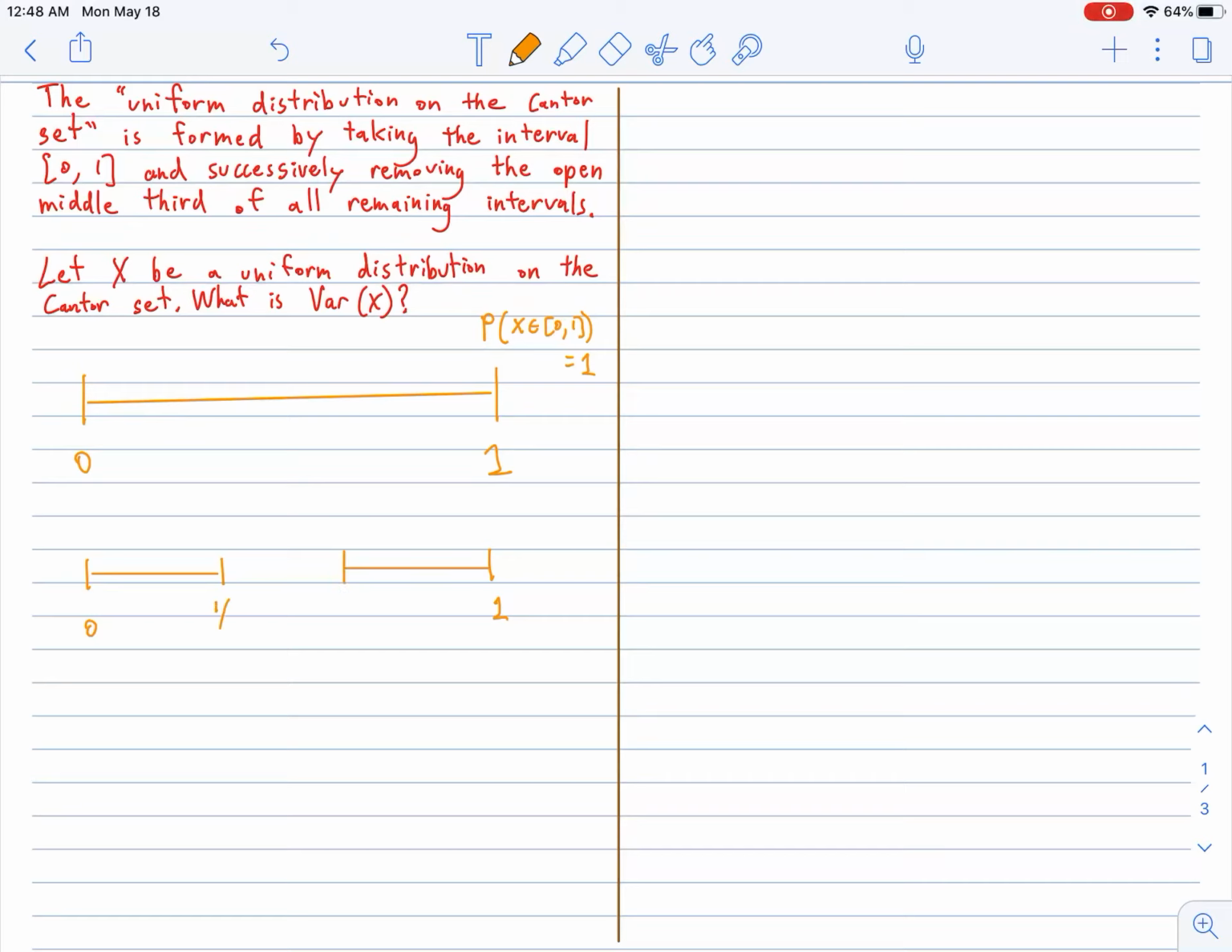So now we have the interval around 1/3 here, which has been removed from the set. And therefore the probability that this random variable X lies in the interval 0 to 1/3 also equals the probability that X lies in the interval 2/3 to 1, which equals 1/2. And then we can proceed with this kind of partitioning, or removal, in a similar way.